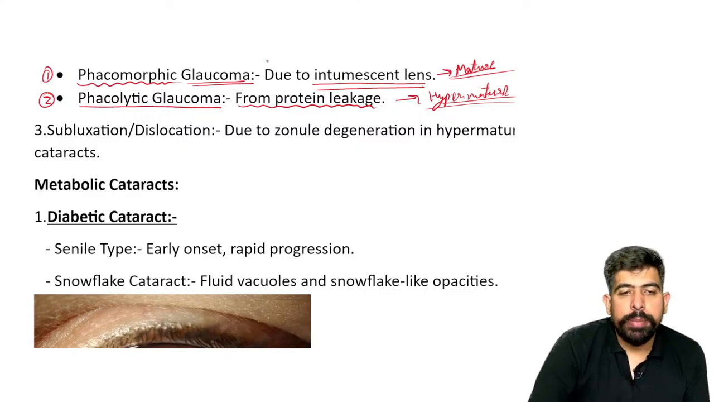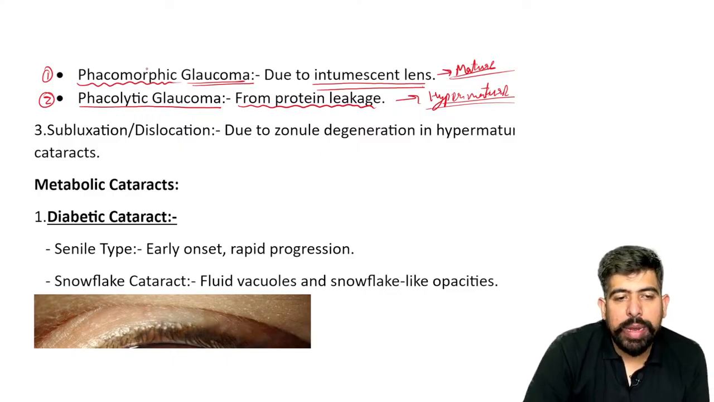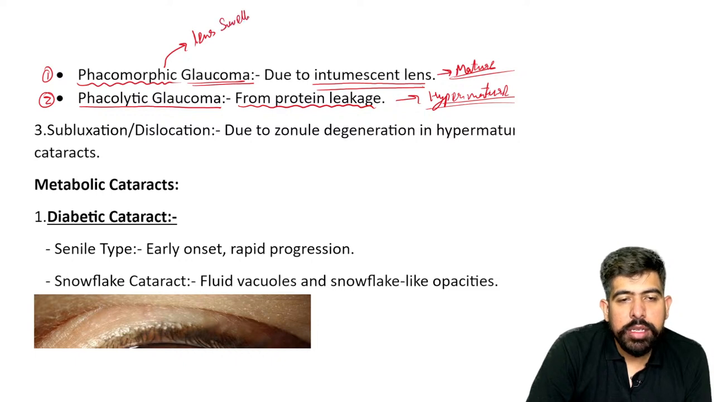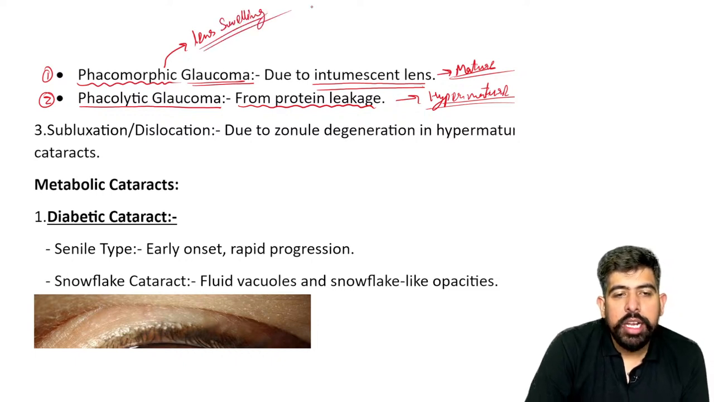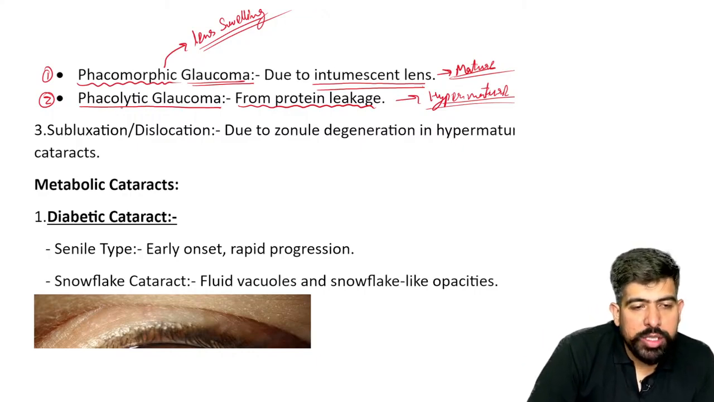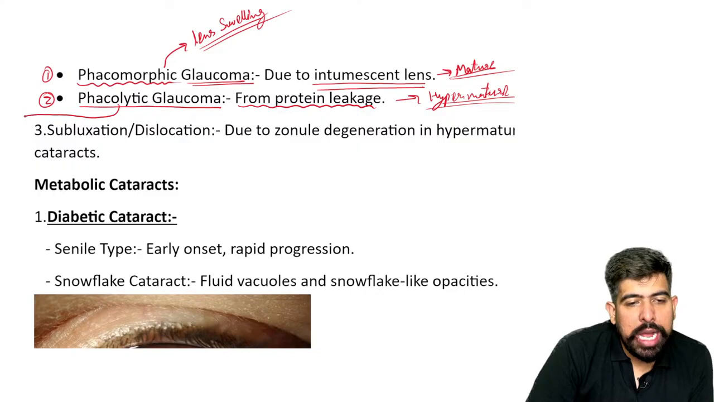And please remember, in phacomorphic, phaco means the lens, morphic is the morphology. So the lens will be getting swollen. Your lens will be getting swelling over here. And in this phacolytic, what will happen? There is the leakage of lens protein.